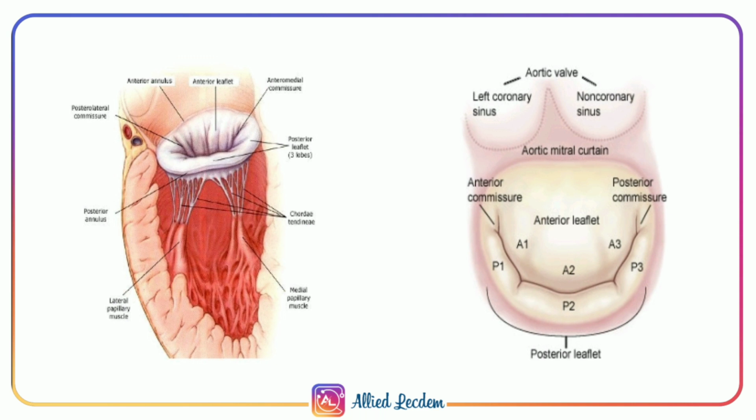The second picture shows us the mitral valve anatomy. As I said before, the mitral valve has two leaflets, anterior and posterior leaflet. Each leaflet has three scallops. The anterior leaflet has A1, A2 and A3 scallops, whereas the posterior leaflet has P1, P2 and P3 scallops.